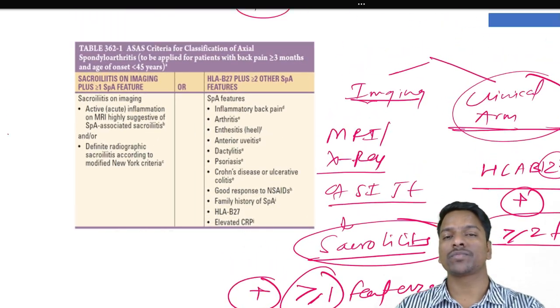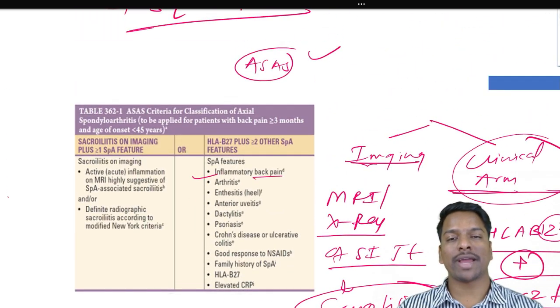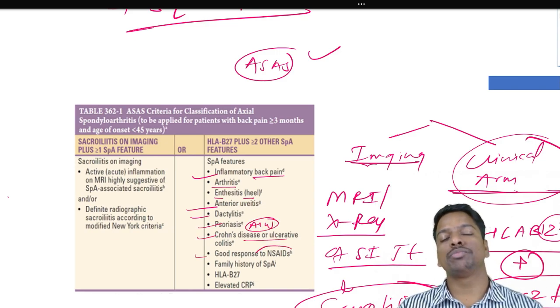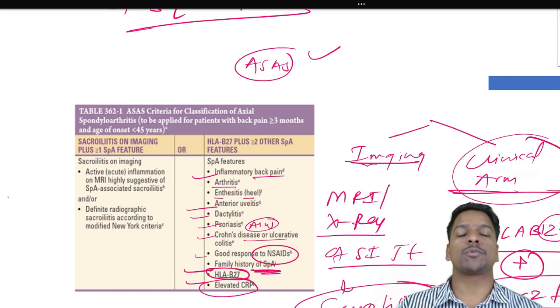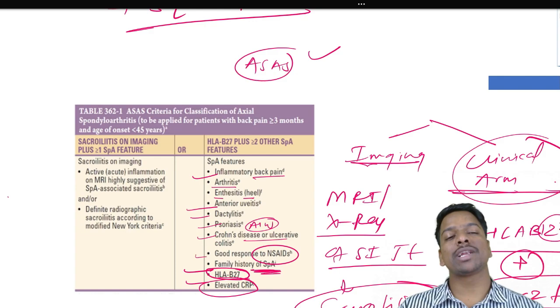So here we go. We have inflammatory back pain, which we have seen. Arthritis, yes. Enthesitis, yes. Anterior uveitis, yes. Dactylitis, peripheral involvement in the form of dactylitis, you can see. It can be associated with psoriasis, Crohn's disease, ulcerative colitis. There should be a good response to NSAIDs, family history of spondyloarthritis, HLA-B27 positivity and elevated CRP. So these are the other features of spondyloarthritis. But make sure in the clinical arm you need more than two clinical features, and in the imaging arm only one feature is also sufficient.